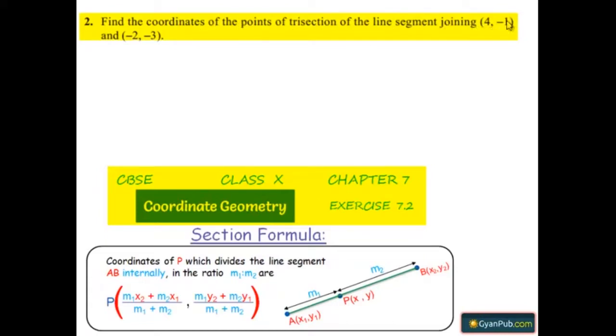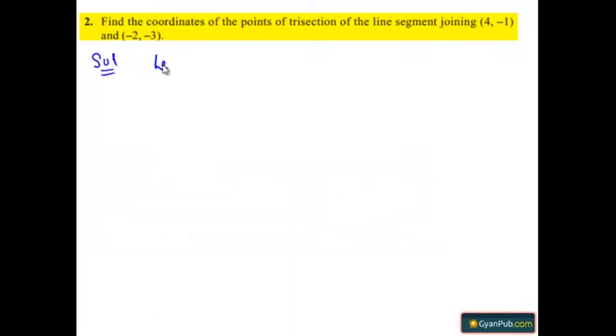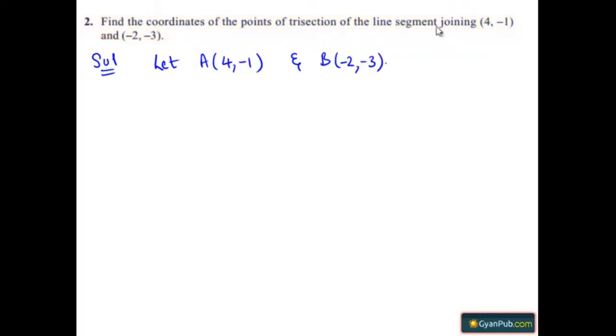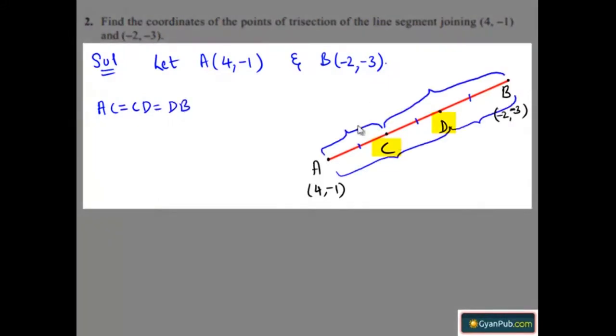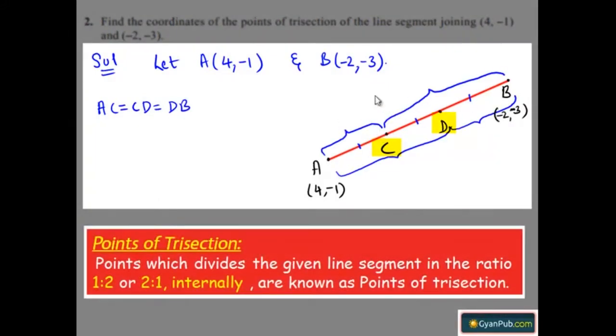Coming to the second question: find the coordinates of the points of trisection of the line segment joining (4, -1) and (-2, -3). Moving on to the solution, let the given points be A(4, -1) and B(-2, -3). We need to find the coordinates of the points of trisection of the line segment AB. Let C and D be the points of trisection of AB. That means AC equals CD equals DB. Here it is clearly seen that C divides AB in the ratio 1:2 internally and D divides AB in the ratio 2:1 internally.